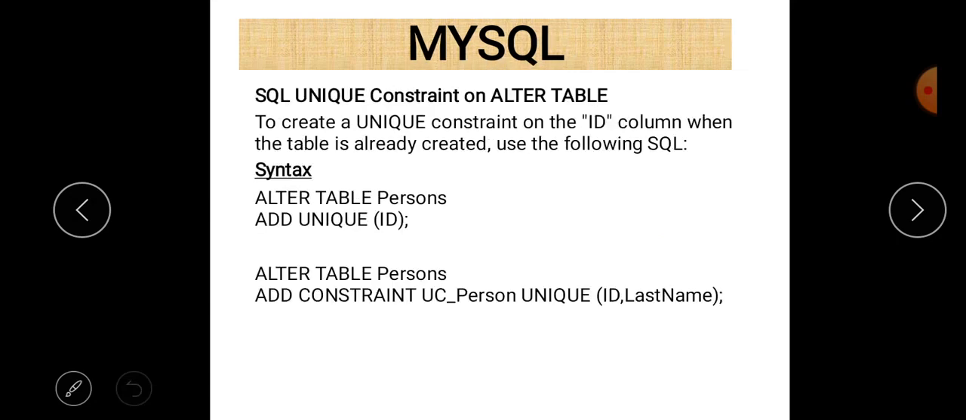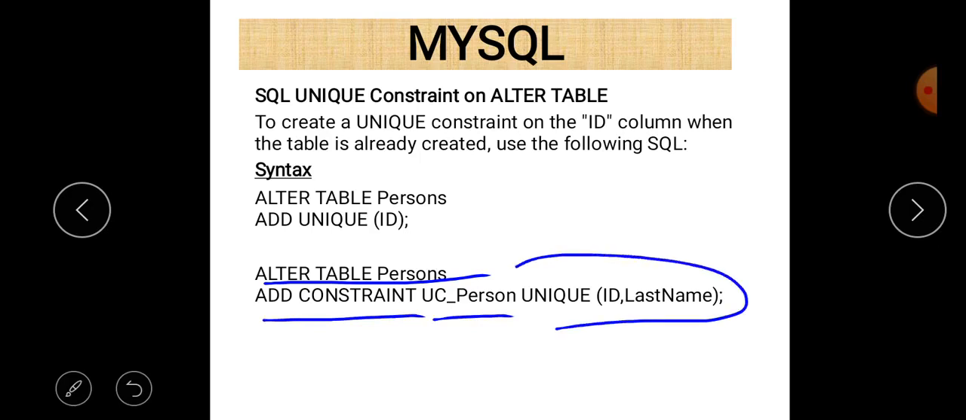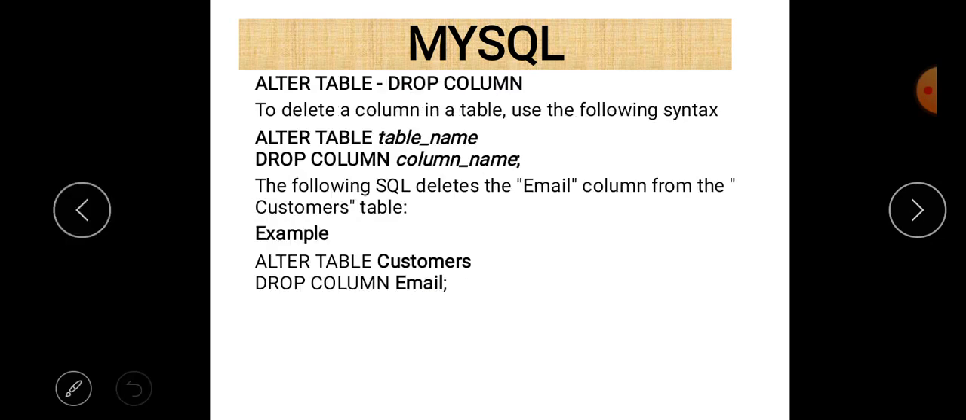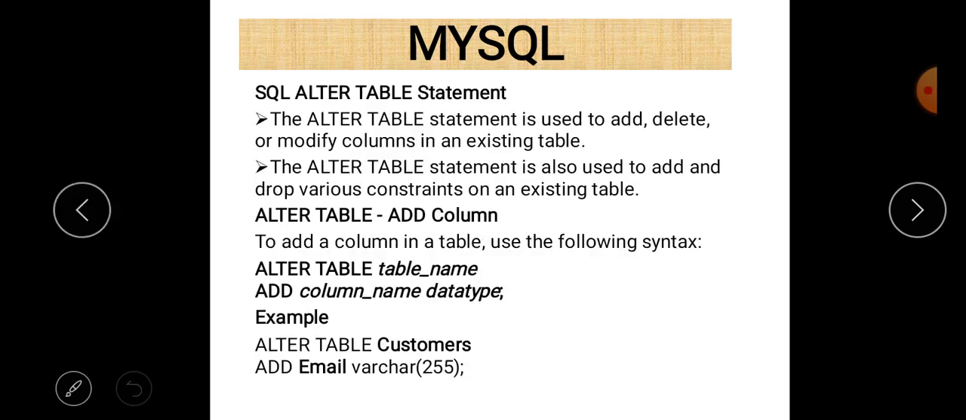Similarly for unique constraint, here you can easily see that alter table person add constraint, and name of the constraint is uc_person, after that unique id, last name. So these are the different methods.